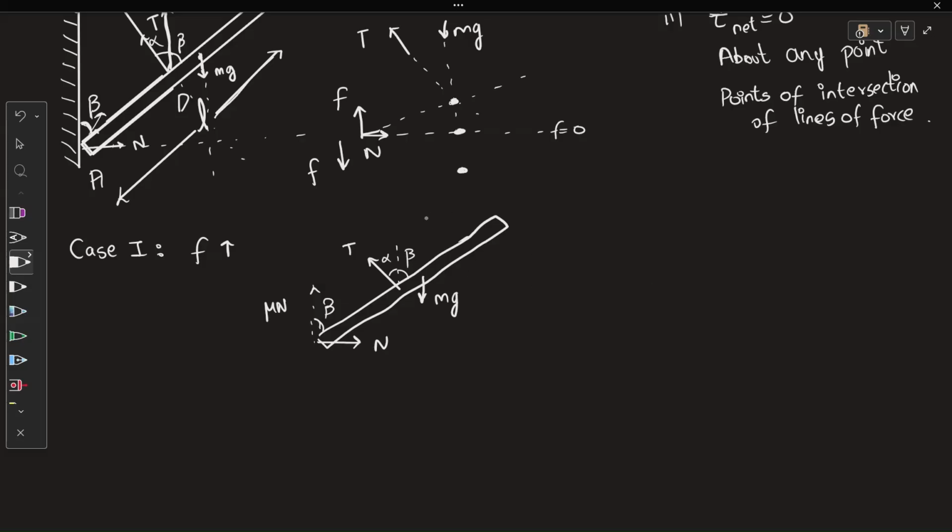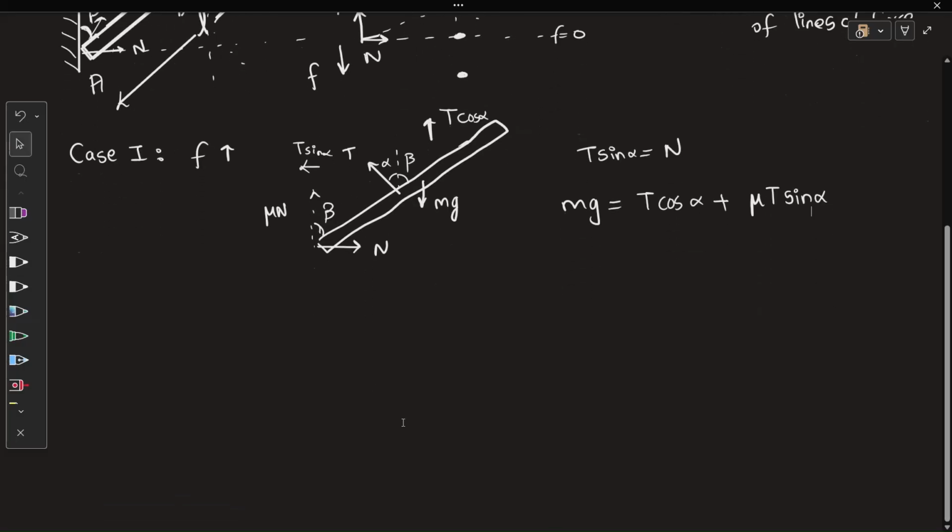Now the component of tension in the vertical direction is T cos alpha, and in the horizontal direction is T sin alpha. So now T sin alpha is equal to the normal reaction, and mg is equal to T cos alpha plus mu n, so mu times T sin alpha. Now these equations we apply via translational equilibrium.